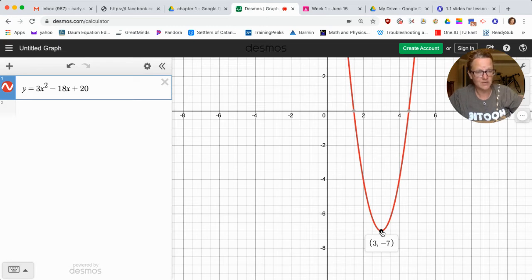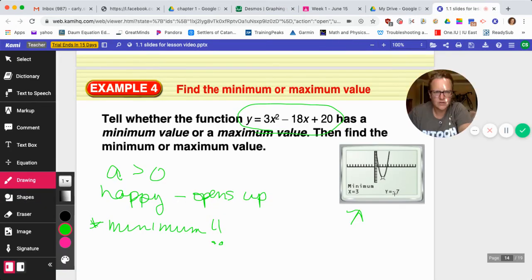Now, which value is the minimum? It's just the negative 7. It's the lowest y value. Using our graphing calculator, we found that, but it's just the y value. The minimum is negative 7.